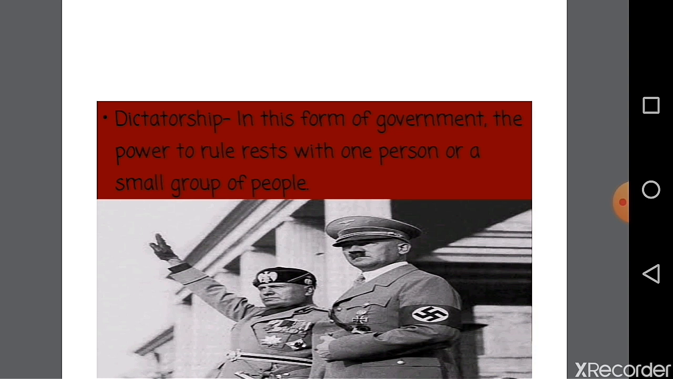So what is dictatorship? Dictatorship is a form of government where the power rests with one person or a small group of people, and in this people were brutally suppressed, and a dictator never thinks about the welfare of the people.